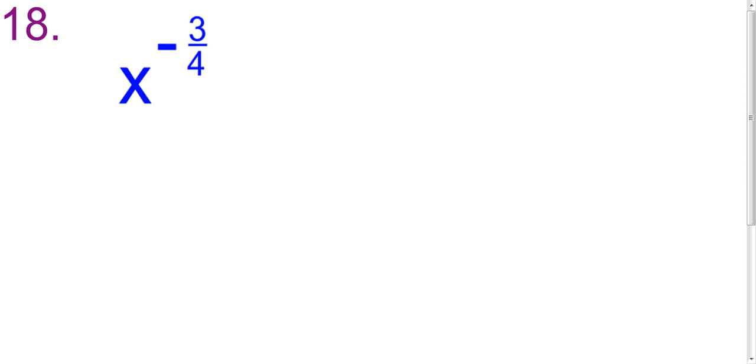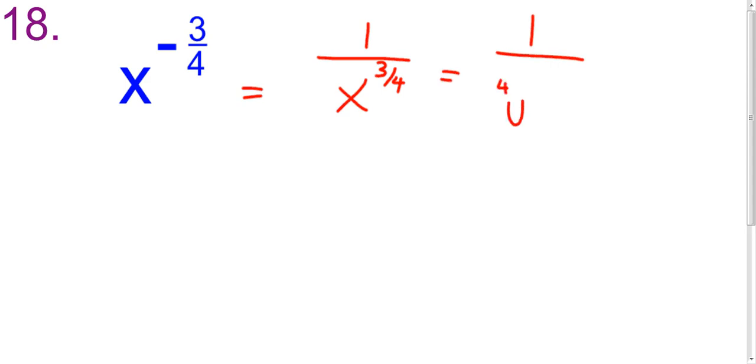Here we have x to the -3/4 power. Again, when you have a negative exponent, that means it needs to go to the denominator. Okay, so on this particular one, that means we have 1 over the 4th root of x to the 3rd power. And now this gets a little bit tricky. Okay, we need to not have a radical in the denominator.